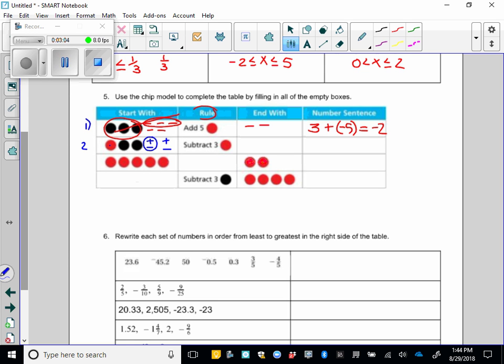And if you want to think in color, the negatives are red and the positives are black. So now I can get rid of, I can subtract the 3 negatives. So this is gone, and this is gone. So I'm left with 4 positives. Let's make those black.